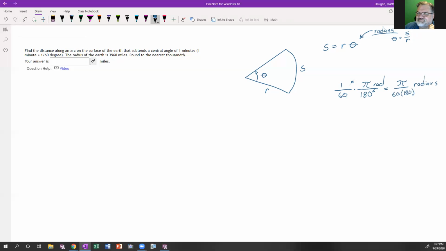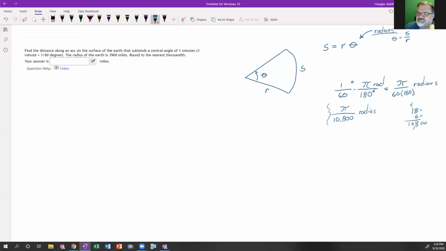Now we should probably clean that product up a little bit. What is 18 times 6 while we're here? 8, 4, 10, and a couple of zeros. So 10,800. So pi over 10,800 radians. So a very, very tiny angle.